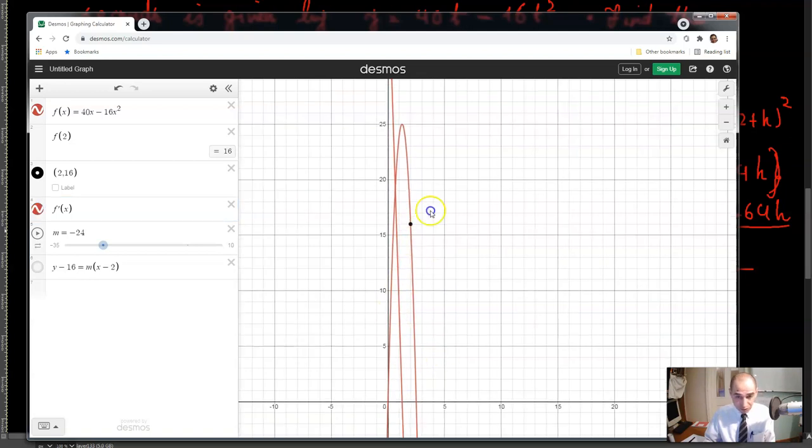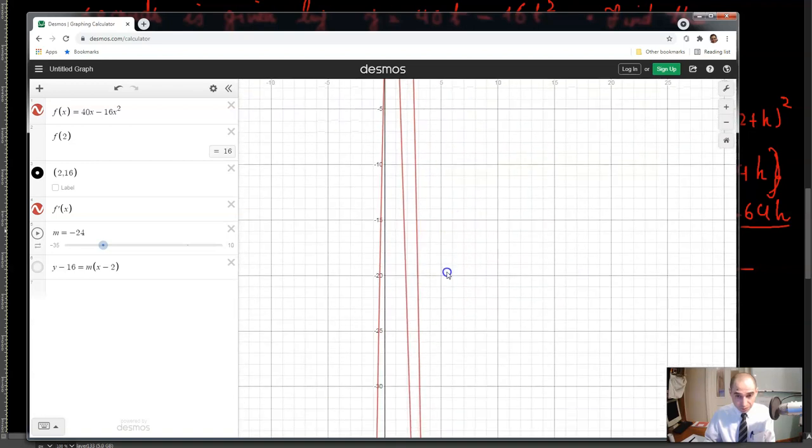At t equal to 2, you can see that the output of this function is exactly negative 24, which means that the value of the derivative of the main function at t equal to 2 is negative 24, which means that the instantaneous velocity of the ball at t equal to 2 seconds is negative 24 feet per second, right?